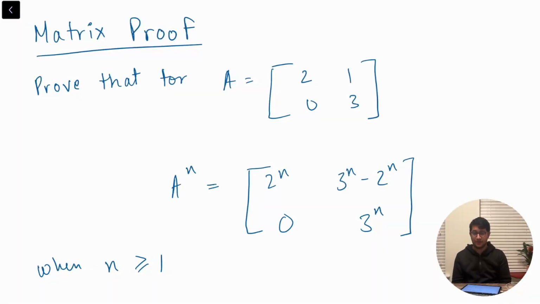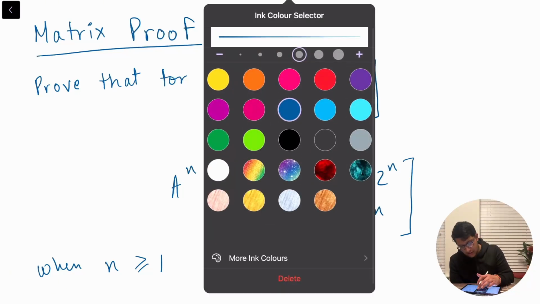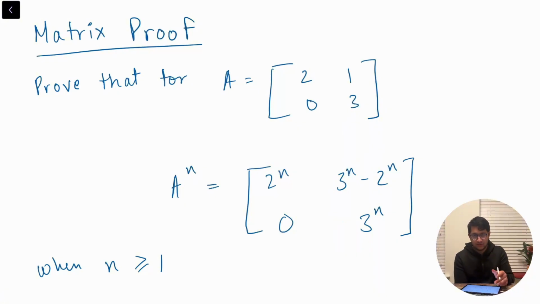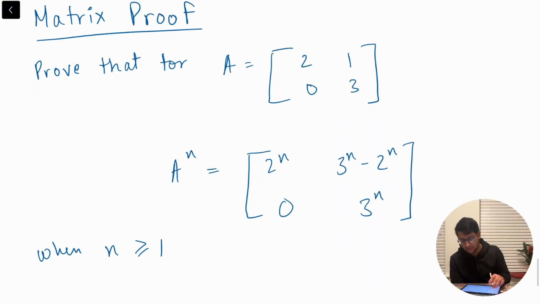The third type of proof by induction question I've seen is matrix proofs. In this case, you'll be given a matrix like A equals 2, 1, 0, 3. This is a 0, right? And you'll have to prove that for A to the n equals 2 to the n, 3 to the n minus 2 to the n, 0, and 3 to the n, for any n that's greater than or equal to 1. And you have to prove this by induction. Now, matrix questions, just like any other questions, once you can do one of them, you can pretty much do all of them. They all have the same trick behind them.